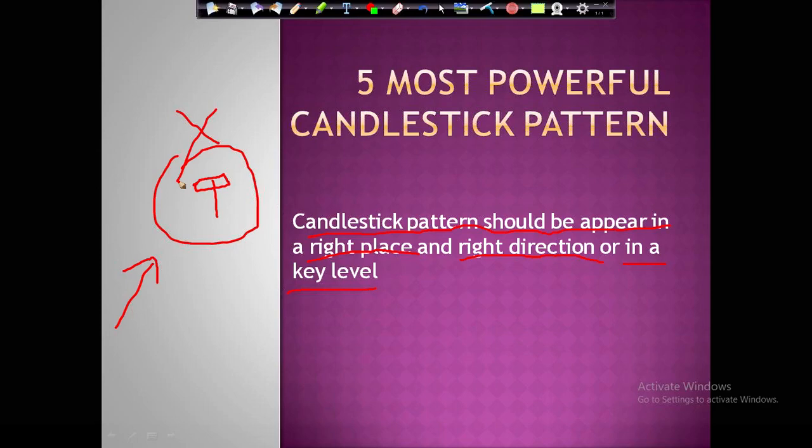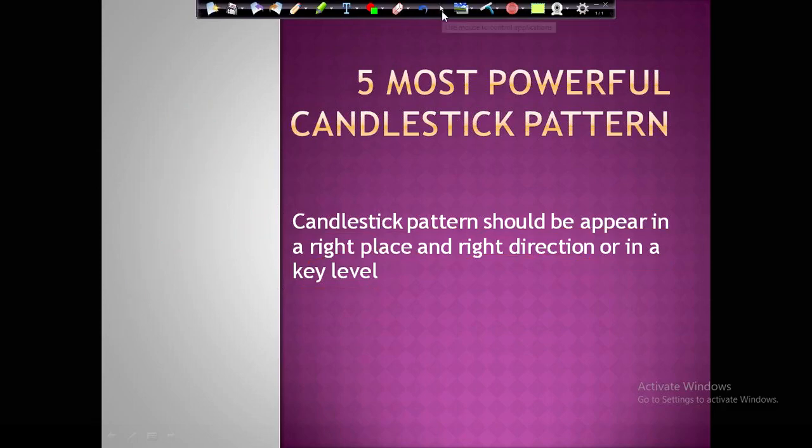A candlestick pattern must form in the right place to work as a valid signal. Otherwise, that is not a valid signal. All right. Remember, read the market, not the pattern.